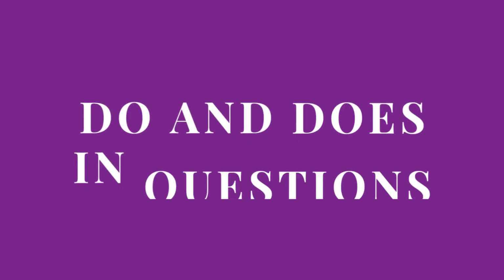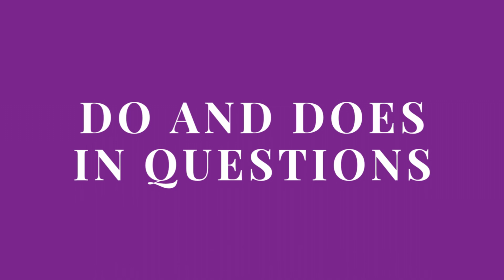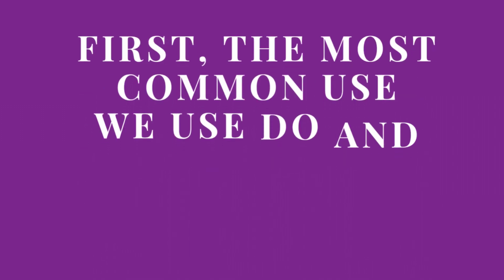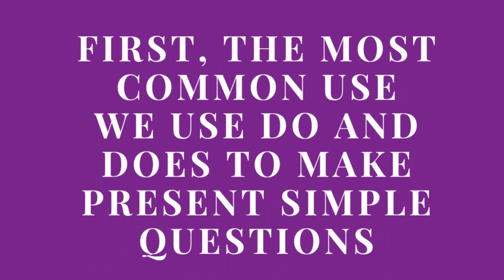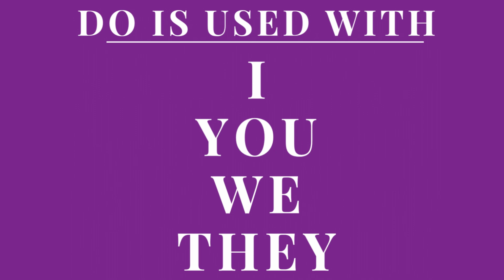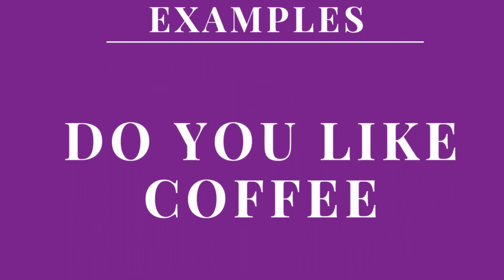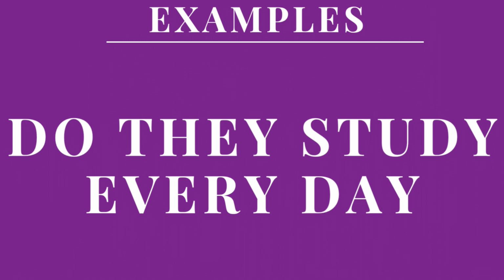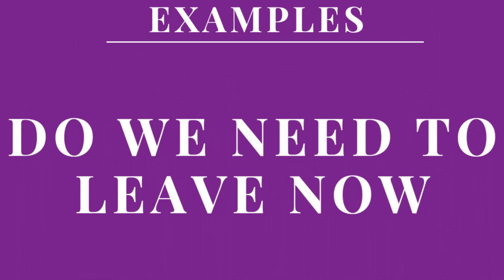Part 1. Do and does in questions. First, the most common use. We use do and does to make present simple questions. Do is used with I, you, we, they. Examples: Do you like coffee? Do they study every day? Do we need to leave now? Do I sound clear?